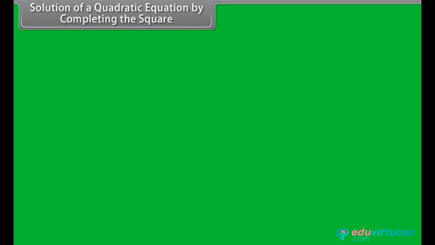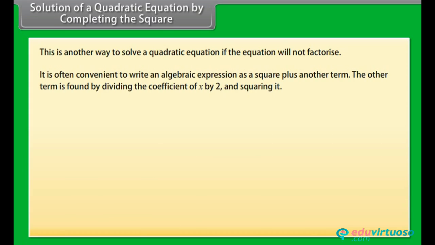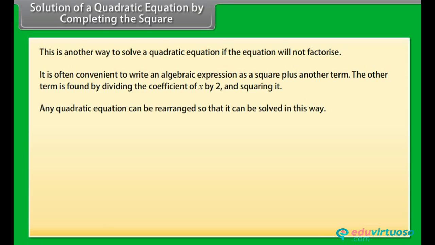Solution of a quadratic equation by completing the square. This is another way to solve a quadratic equation if the equation will not factorize. It is often convenient to write an algebraic expression as a square plus another term. The other term is found by dividing the coefficient of x by 2 and squaring it. Any quadratic equation can be rearranged so that it can be solved in this way.